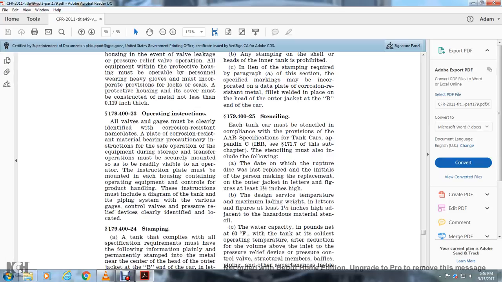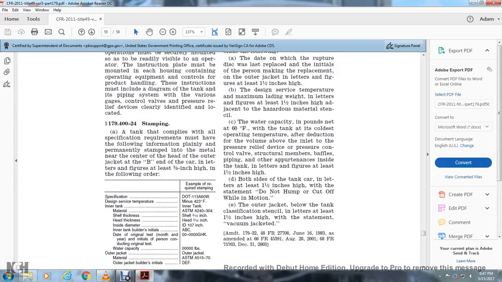179.425. Each tank car must be stenciled in compliance with the provisions of the AAR specification. Tank cars must also be stenciled with the following: the date on which the rupture disc was last replaced and the initials of the person making the replacement, on the outer jacket in letters and figures at least 1 1/2 inches high. Design service temperature and the maximum weight in letters and figures at least 1 1/2 inches high, in addition to the hazardous material stencils.